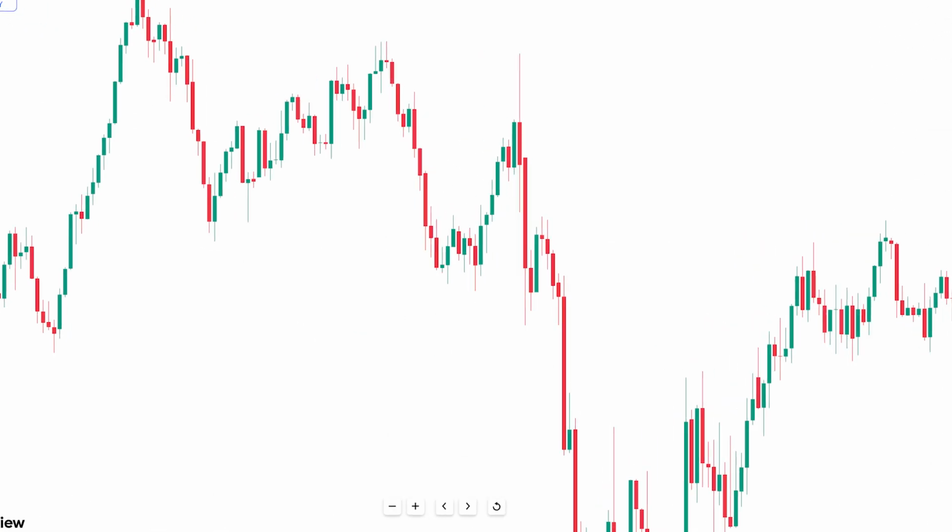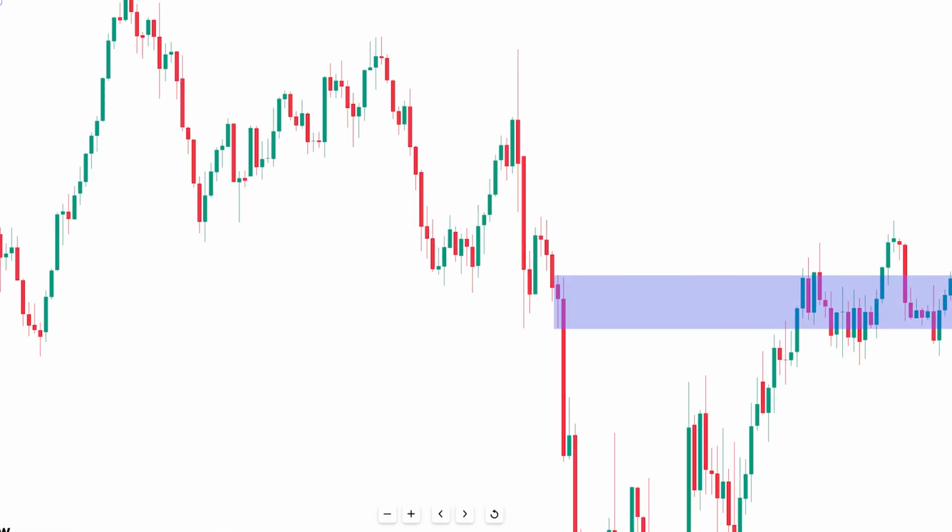The break through the original zone should not happen with weak candles or a slow grind. You want to see aggressive displacement, large-bodied candles, and clear momentum leaving the area. That kind of expansion tells you institutional participation is likely behind the move.